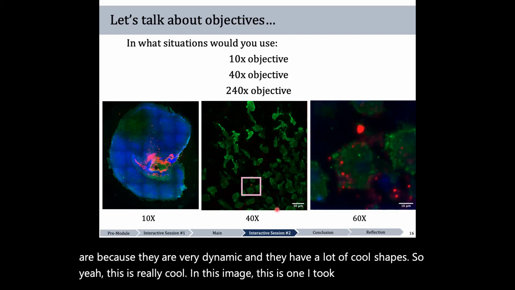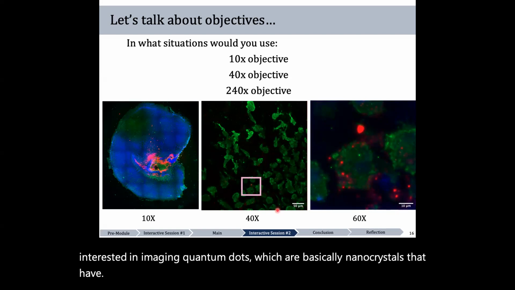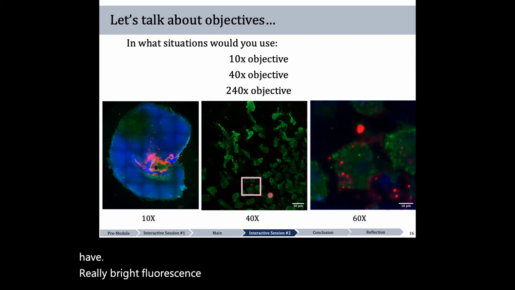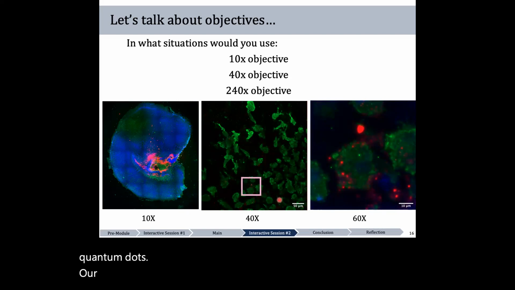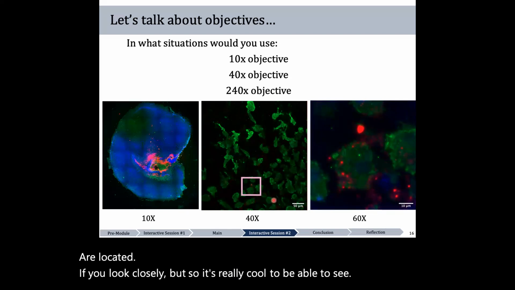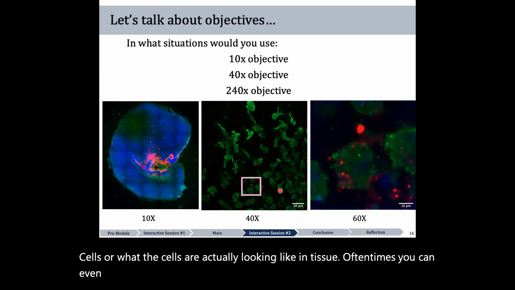I was interested in imaging quantum dots, which are basically nanocrystals that have really bright fluorescence. In this case, the quantum dots are fluorescing in red, but you can see the dots right here. That's where my quantum dots are located if you look closely. It's really cool to be able to see cells and what the cells are actually looking like in tissue.